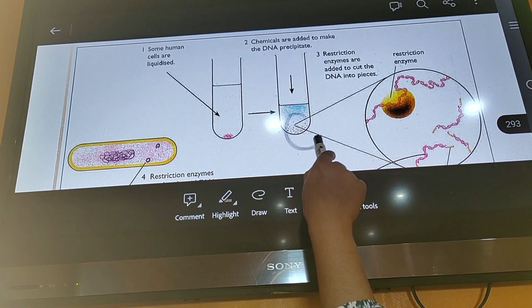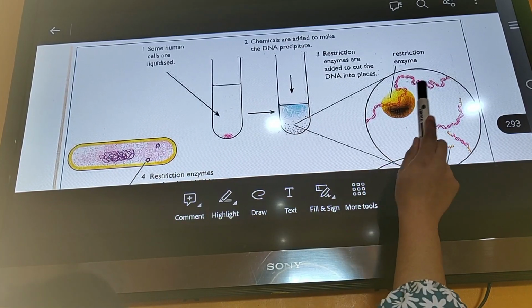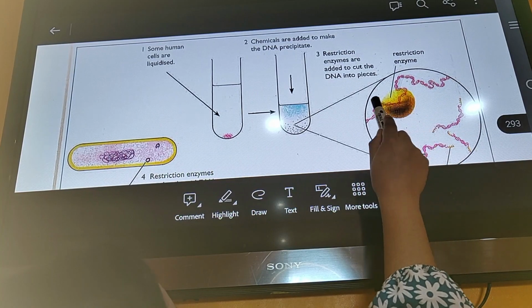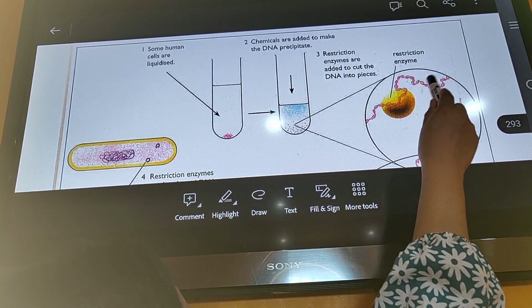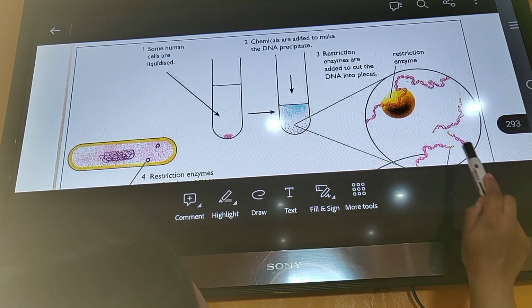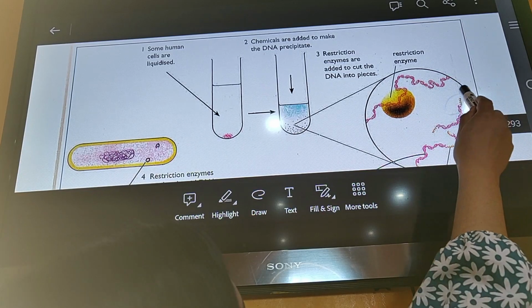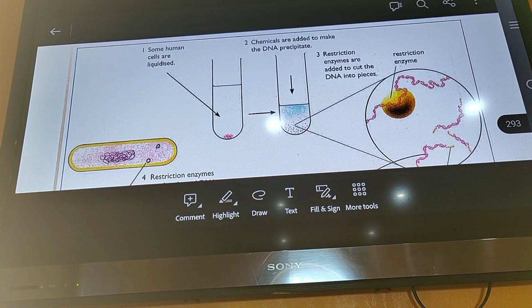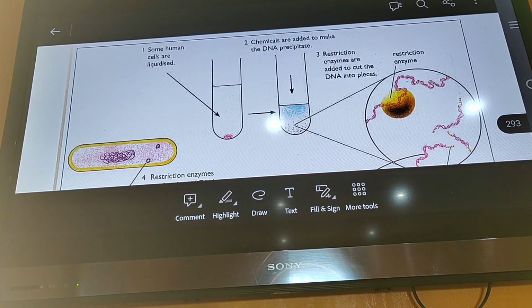You can see here, restriction enzymes are also added. You can see this is the human gene, and the restriction enzyme will cut the DNA at several points. You can see these cut points and the sticky ends here. These are the sticky ends.